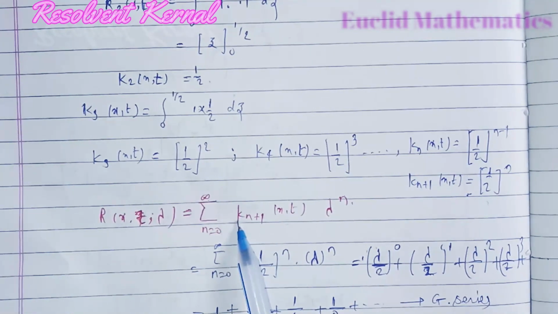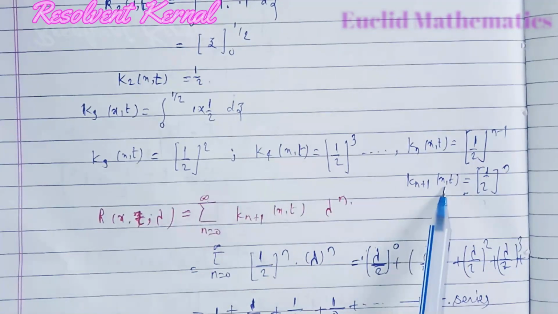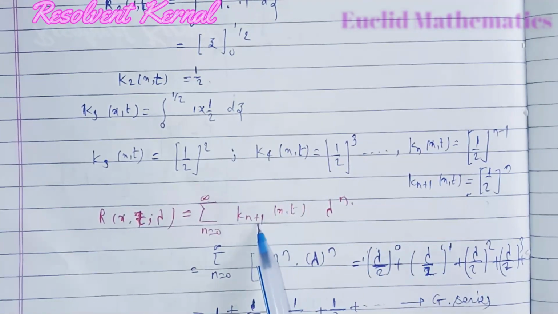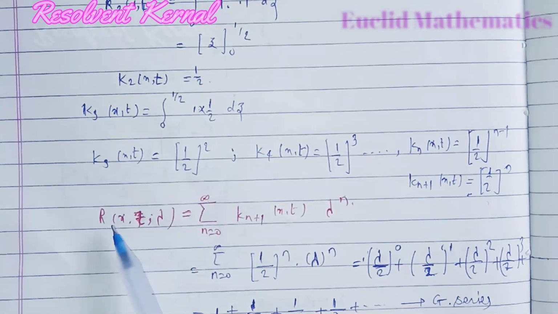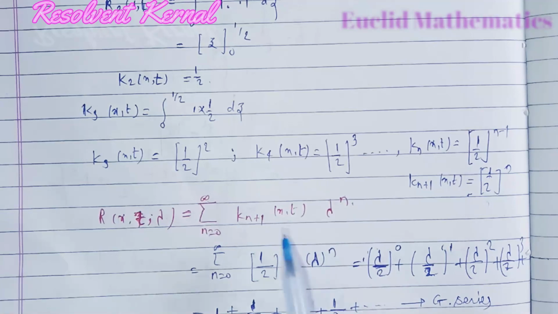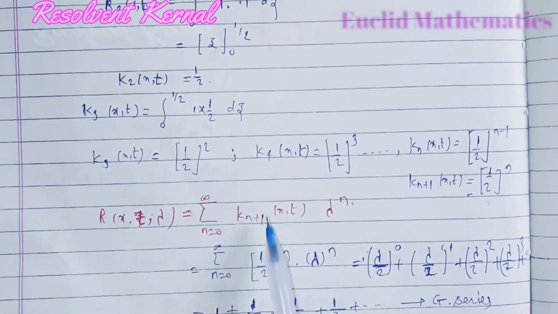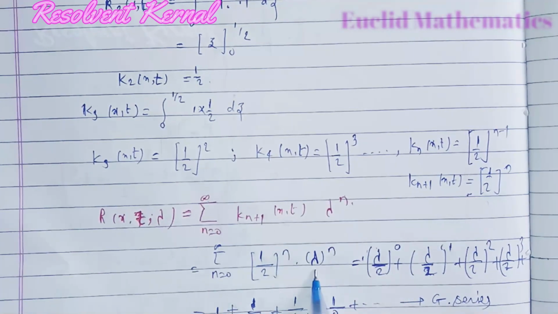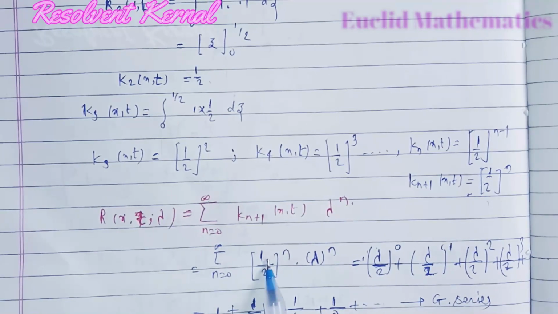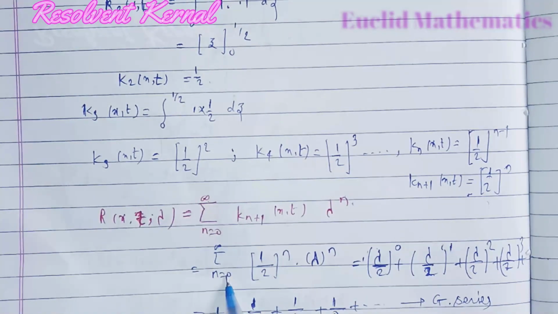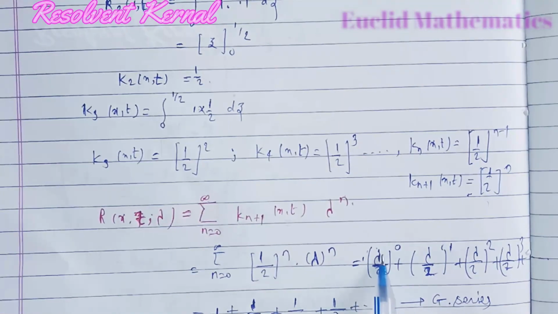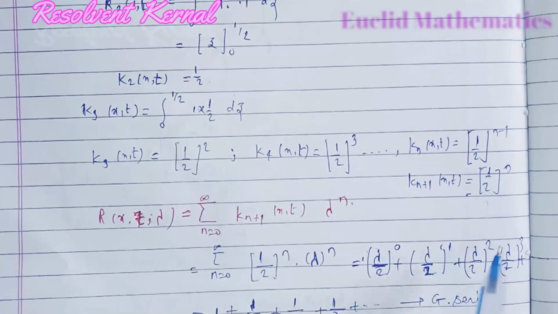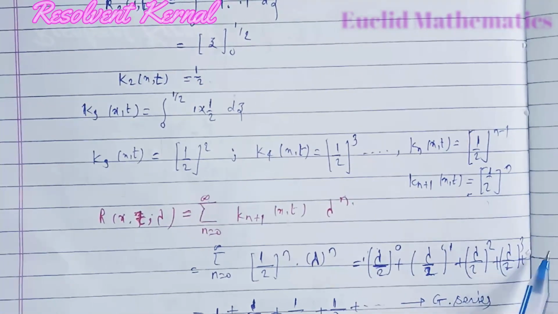Before, we found the iterated kernel. Now substitute that iterated kernel into the resolvent kernel, which says R of xt lambda is equal to summation running from 0 to infinity of kn plus 1 of xt times lambda raised to n. Now substitute the value 1 by 2 raised to n here, and lambda raised to n remains the same. Take it inside with lambda. So when we run the summation from 0 to infinity, we get lambda by 2 raised to 0, lambda by 2 raised to 1, lambda by 2 raised to 2, lambda by 2 raised to 3, and so on.